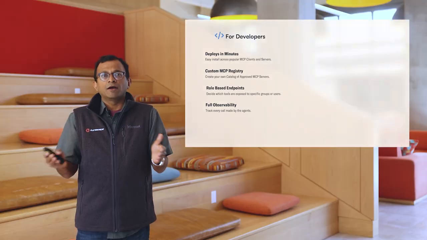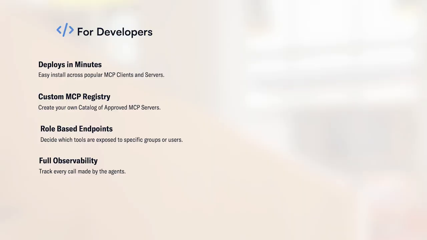Everything we showed today starts with visibility. Aurascape gives both developers and security teams universal visibility into every tool call, every data exchange, and every action your agent takes. That's the foundation, because you can't secure what you can't see. For developers, the visibility becomes observability. You can see exactly how the agents interact with tools, debug behavior quickly, and deploy securely in minutes with a custom MCP registry and role-based endpoints controlling what tools are exposed.